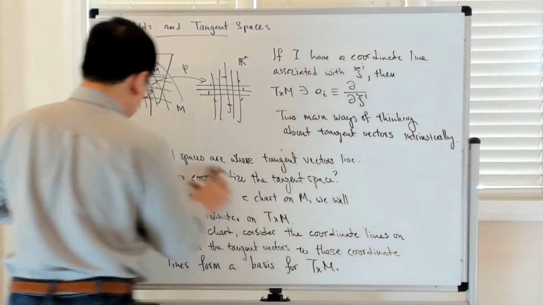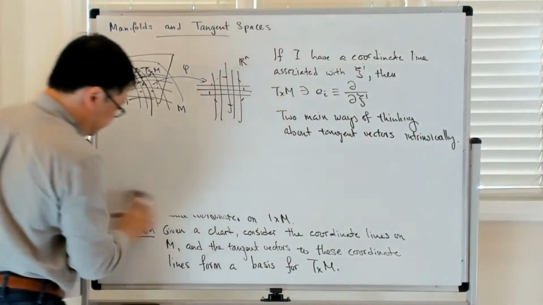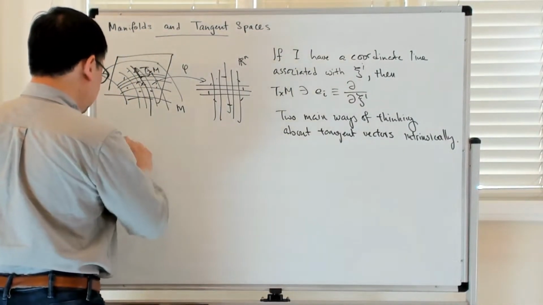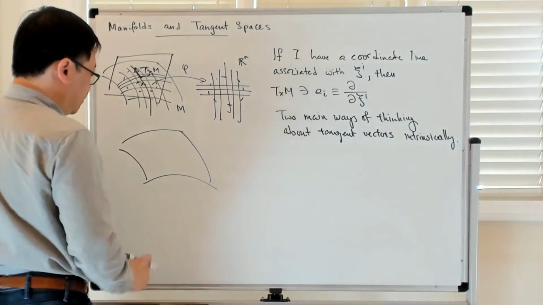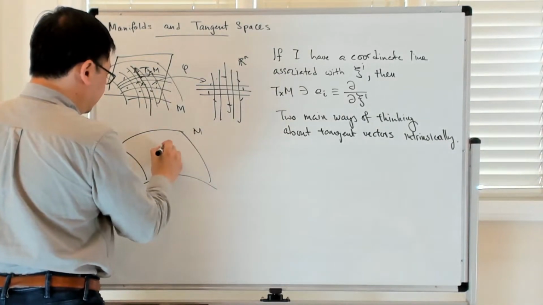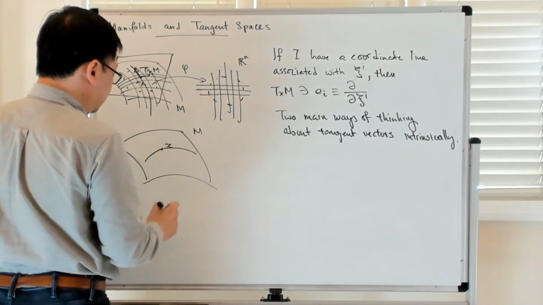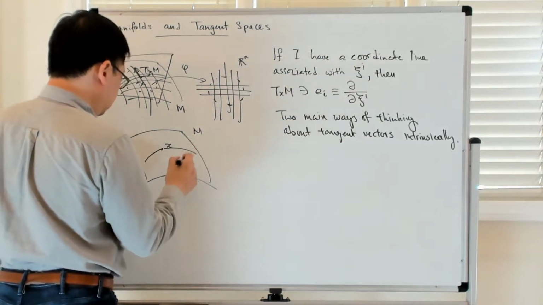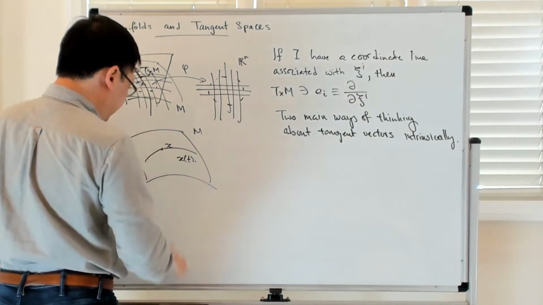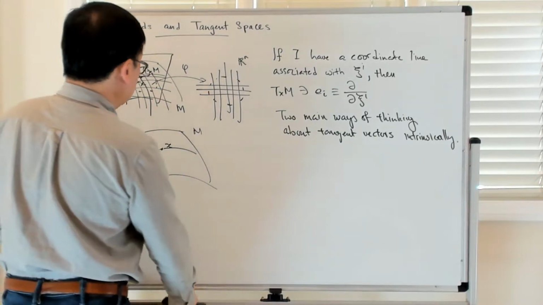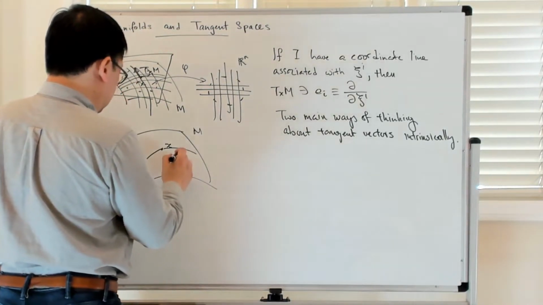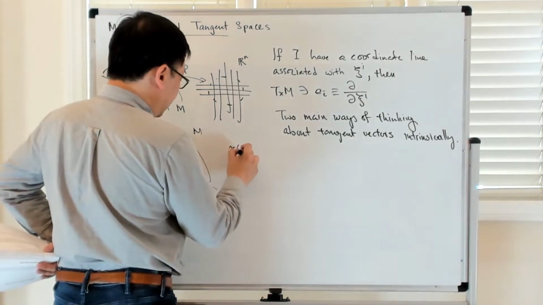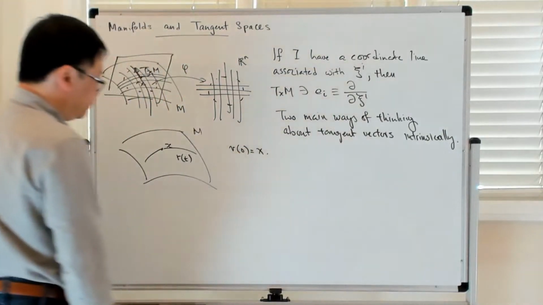Okay, so one of which is that you have this manifold M, you have a point X, and you have a curve, let's call that R of t, with the property that R at 0 is just X, all right?